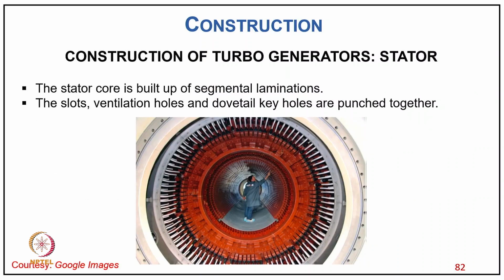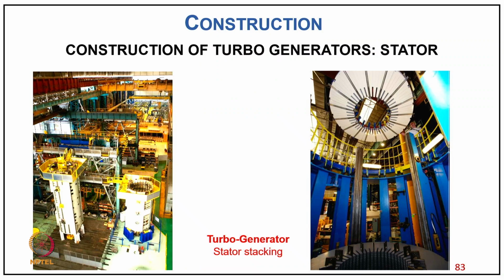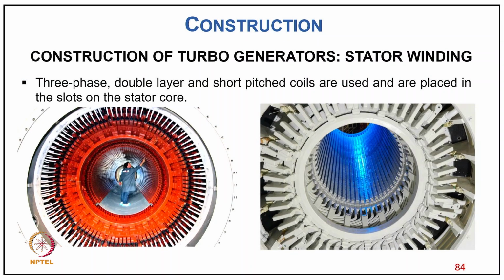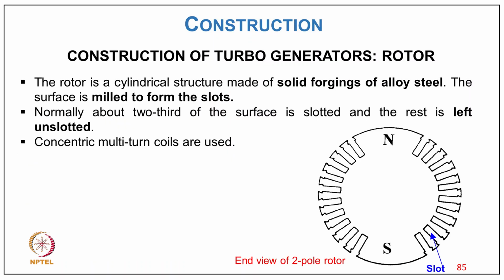You can see here how the stator looks in a turbo generator. The stator core is built with segment laminations, and the slots, ventilating holes and dovetail keyholes are punched together, and you can see how the stator is stacked in large rating turbo generators. As for the stator winding, 3-phase double layer and short pitch coils are used and are placed in the slots of the stator. We use short pitch, which reduces the overhang as well as eliminates some of the harmonics in the induced EMF to make the induced EMF sinusoidal.